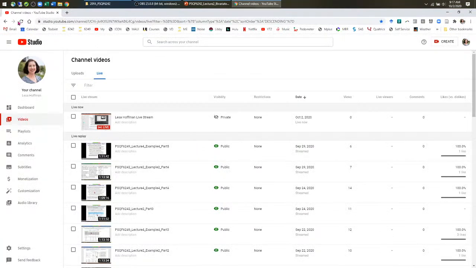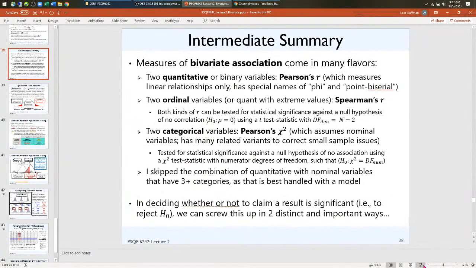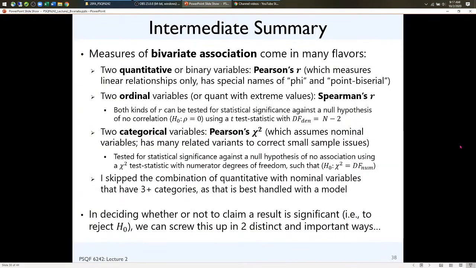So, making sure that this is still working. Okay, it's showing me live. Let's do this. So slide 38.